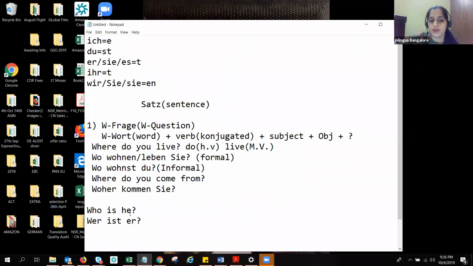Okay, according to the pronoun, we have changed the conjugation of the verb. So my purpose in telling you these examples is that you can ask about anyone now. You can reframe these questions. It's not only that you have learned woher komme, so you can only ask for her comments. You can ask about someone else.